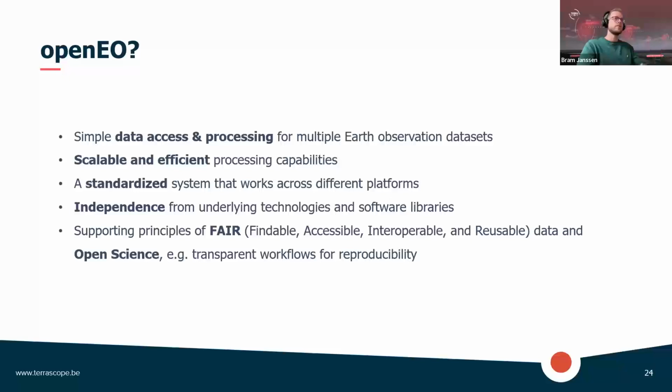Additionally, the openEO API itself and the services it provides provide foundations for the FAIR principles and also open science, ensuring that what you've built is transparent, can be reproduced on different systems, and can also be shared amongst other parties.